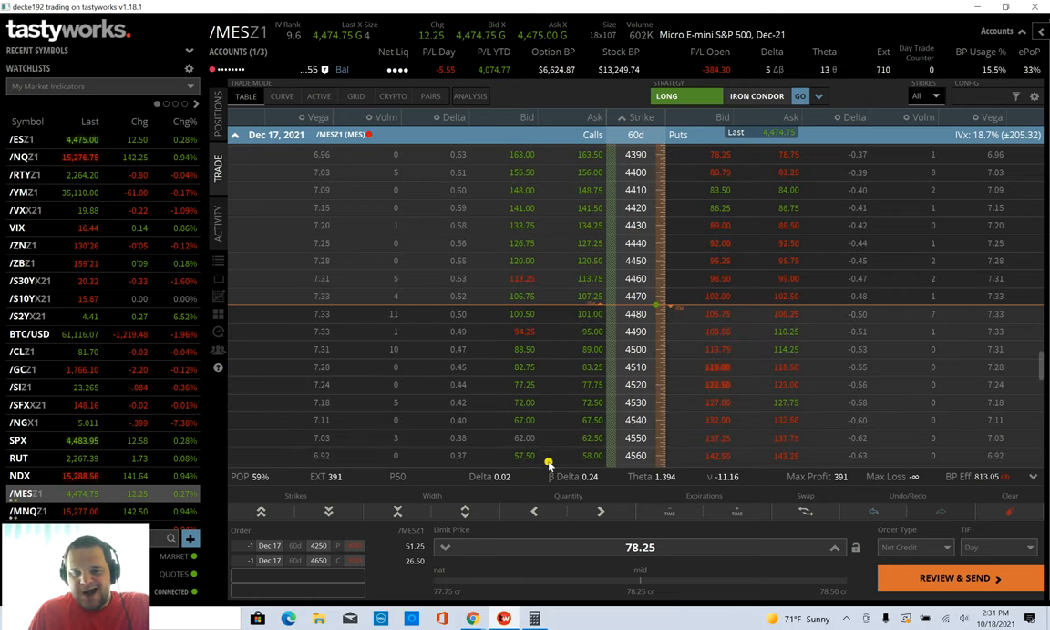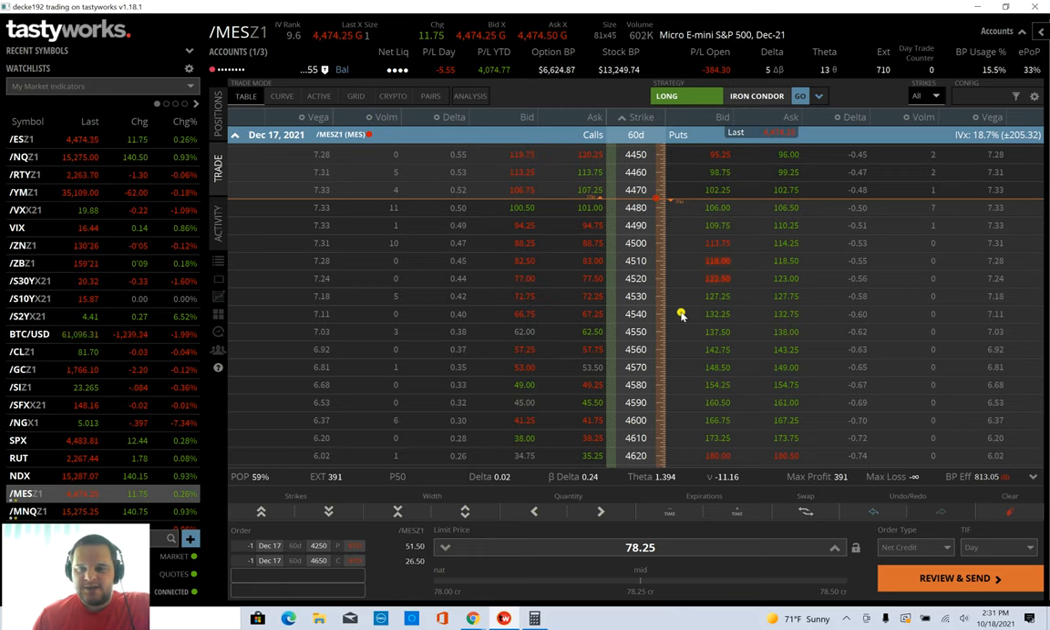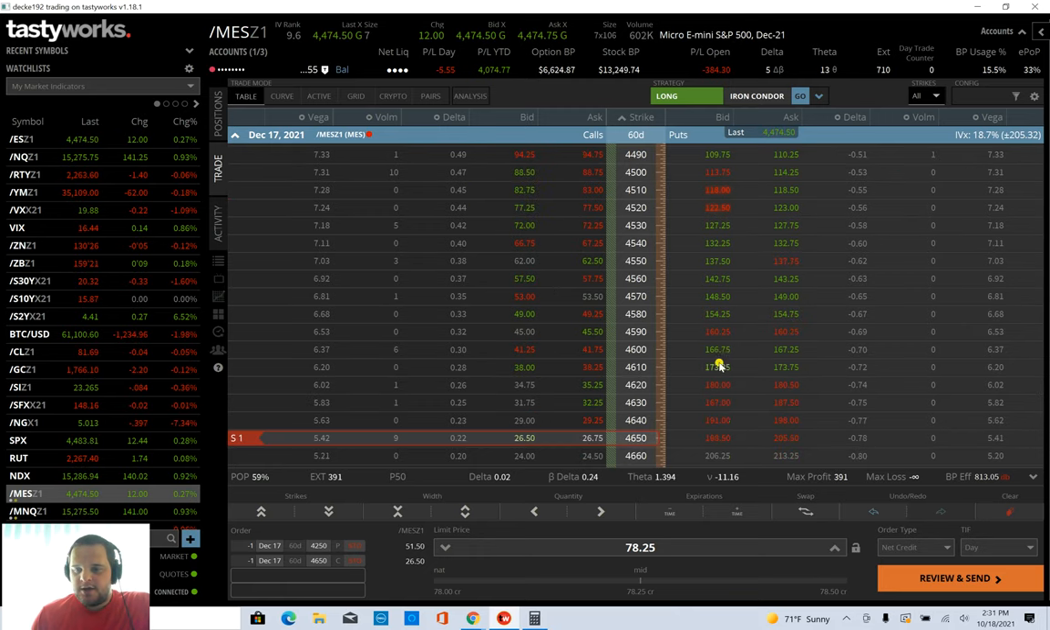So I'm net positive 2 delta. So this is a very, very slightly bullish short strangle. I would consider this delta neutral, but a tiny bit skewed bullish here. You can see our max profit would be 391 if we were to get filled here. And our buying power effect is only $813 for the short strangle.